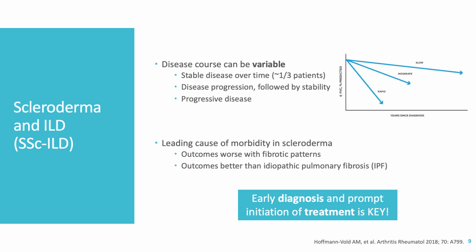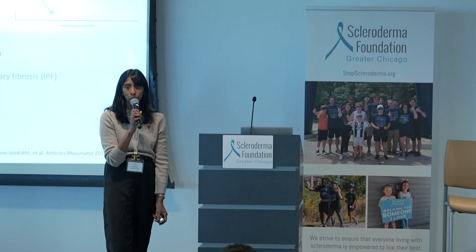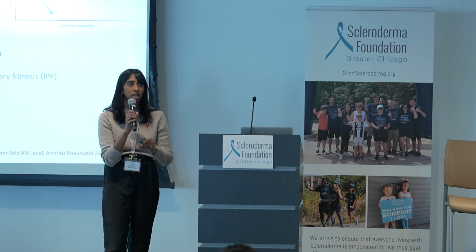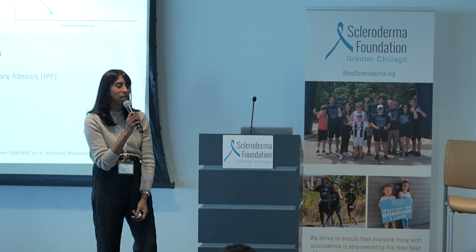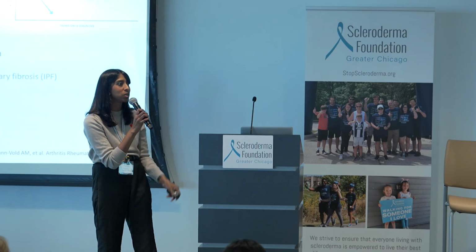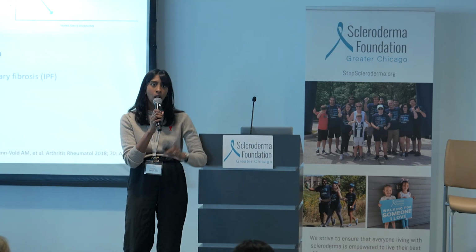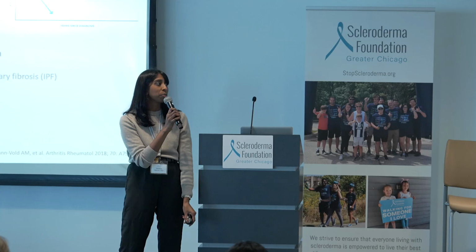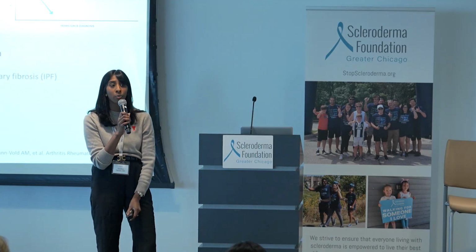Interstitial lung disease is the leading cause of morbidity and mortality in scleroderma, and outcomes are worse with patients that have that fibrotic flavor of disease as opposed to that more inflammatory subtype that we talked about. A lot of times when people hear interstitial lung disease, if you Google it, the first thing that pops up is idiopathic pulmonary fibrosis, which is one of those different subtypes or flavors that we talked about on the last slide. Patients with scleroderma ILD do much better than that.